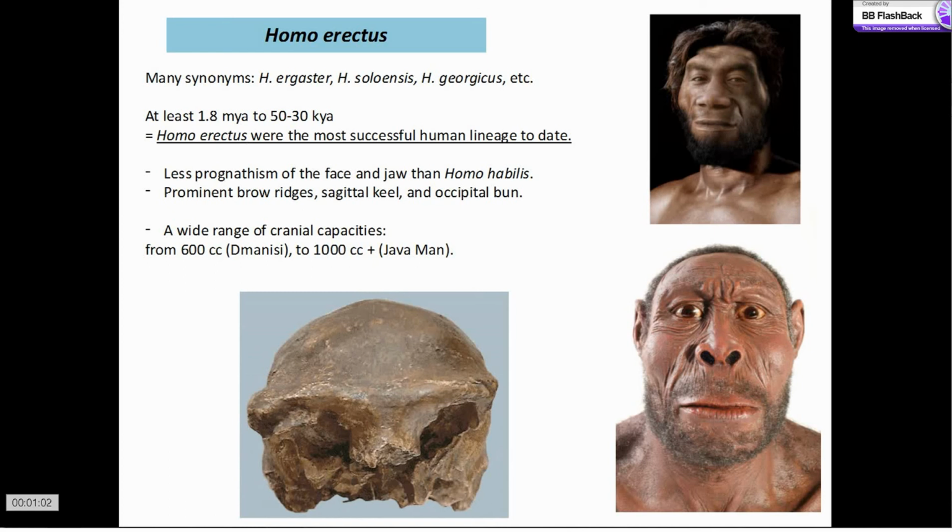A wide range of cranial capacities can be found in the specimens that we could call erectus, from 600 cubic centimeters to 1,000 cubic centimeters. And I guess this really is evidence that maybe these were distinct populations, but who knows? It's not the size of the brain, it's what you're doing with it, so it's hard to interpret much about these folks' behaviors from their brain size.